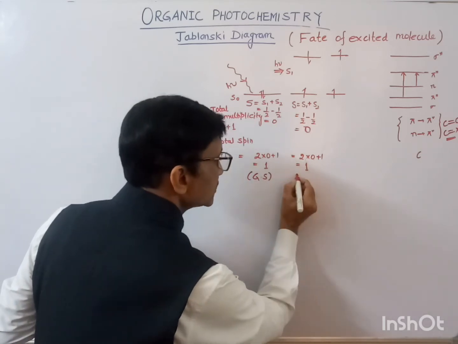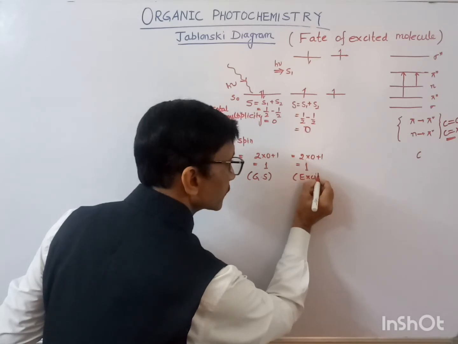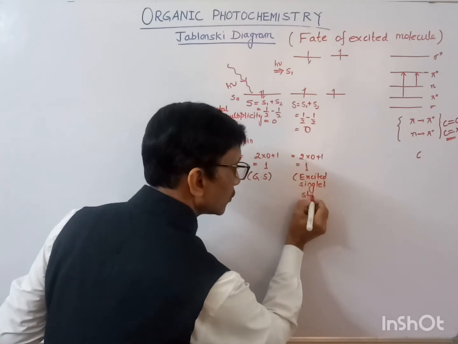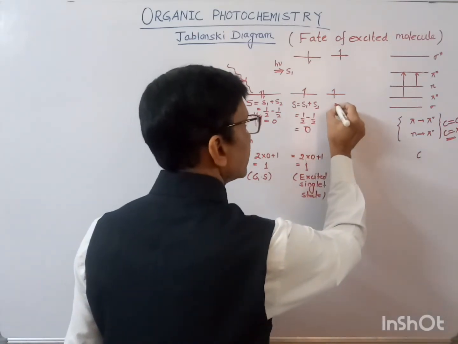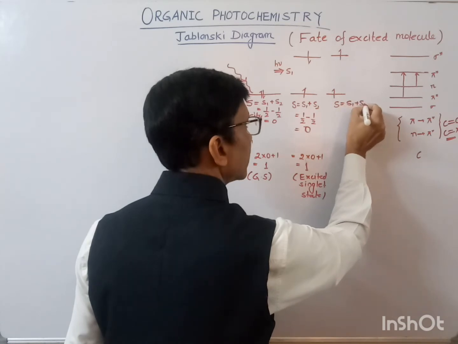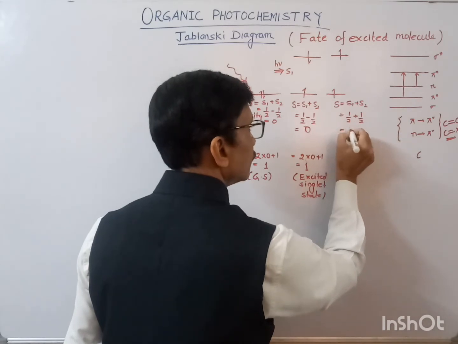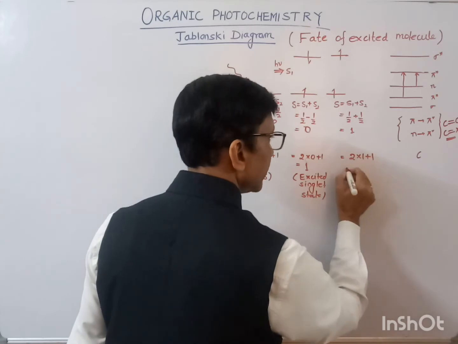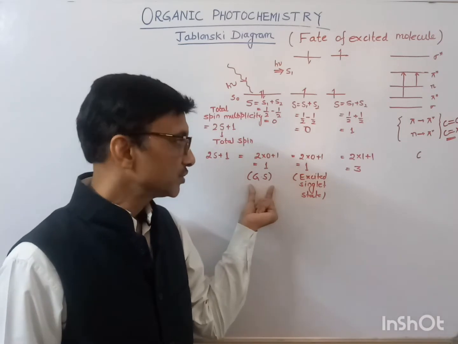Now in the excited state, the electron spin undergoes flipping. Then total spin S is equal to S1 plus S2, which comes out to be half plus half, that is equal to 1. The total spin multiplicity is then 2 multiplied by 1 plus 1, and it comes out to be 3.